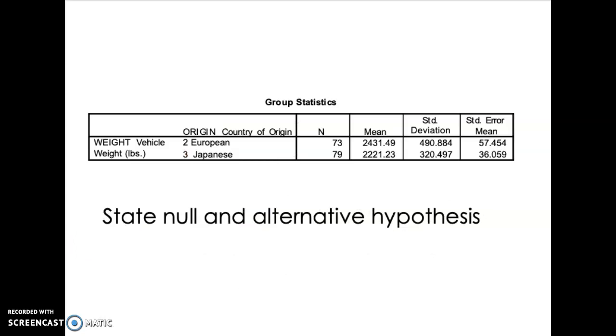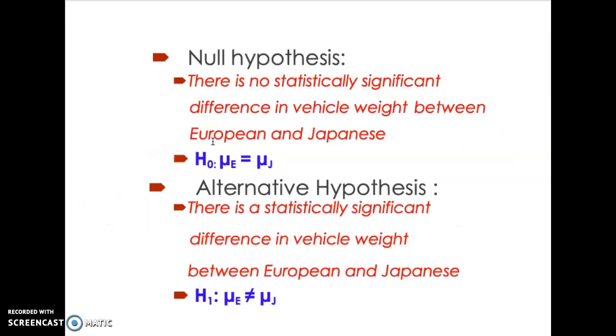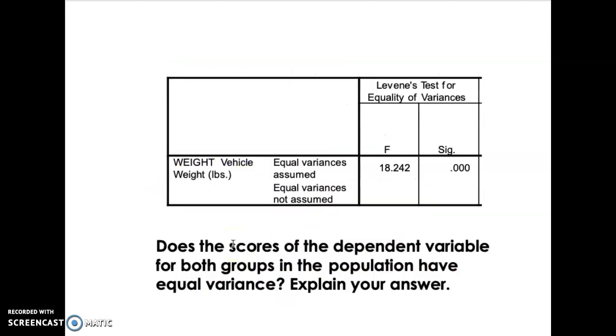Okay, this is another example with vehicle weight between European cars and Japanese cars. So this would be the null hypothesis: there is no statistically significant difference in vehicle weight between European and Japanese. And for the alternative hypothesis, there is a statistically significant difference in vehicle weight between European and Japanese. So look at the Levene's test first.